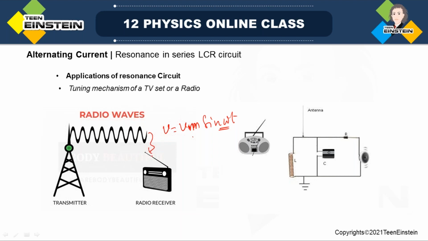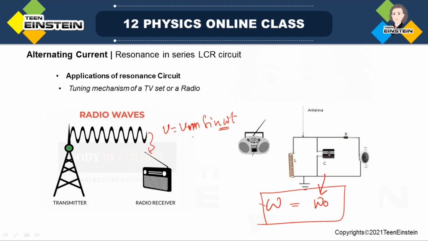And you can see that the frequency of the radio wave accepted by the radio antenna has to be nearly equal to the natural frequency of oscillation of this LCR circuit present inside the radio. So that has to be equal to this frequency so that there is resonance. And how do we do that? The tuning we do just by rotating the knob.